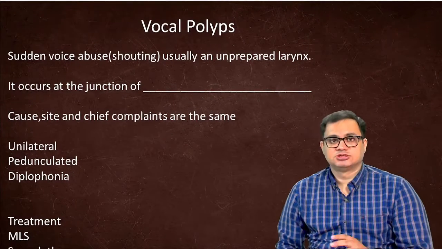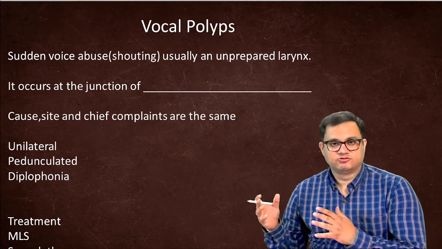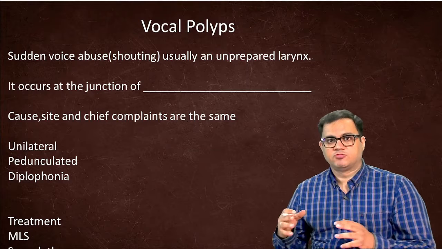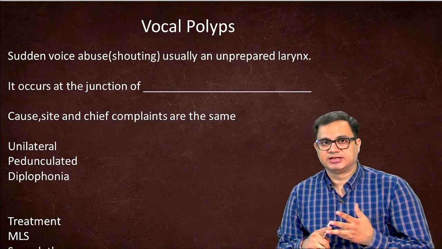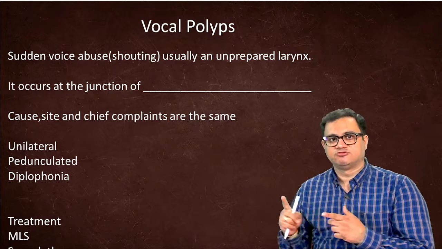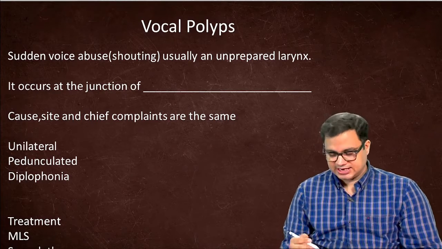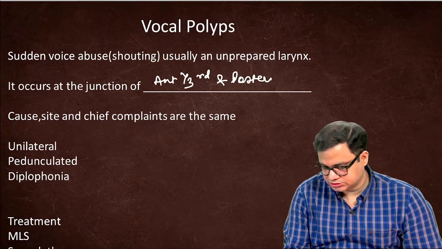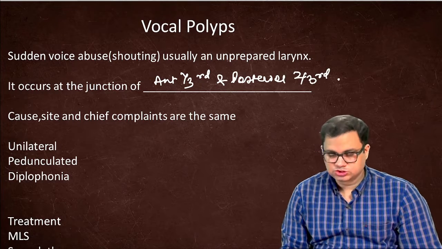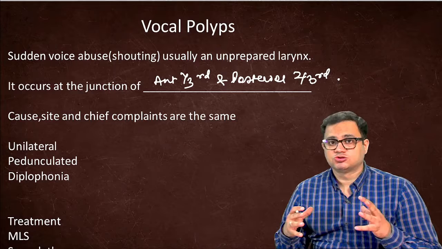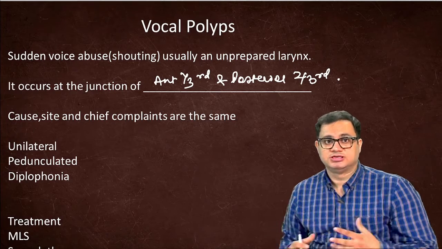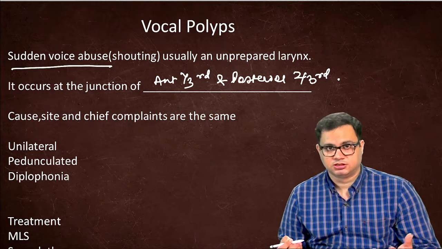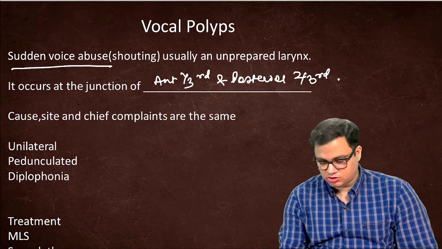Now, coming to the other condition of the vocal cords which is often asked in the exam, the vocal polyp. In vocal polyp, apart from the cause, the site and the chief complaint are the same as we have seen in the vocal nodule, and this also occurs at the junction of anterior 1/3 and posterior 2/3. Apart from that, the vocal polyp is not because of prolonged voice abuse. It is present when the patient shouts suddenly. So, a sudden voice abuse like shouting, where the patient is using an unprepared larynx.